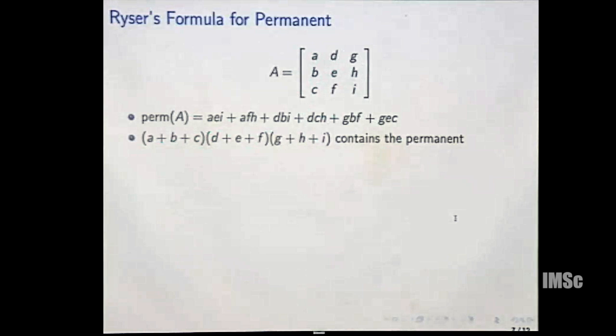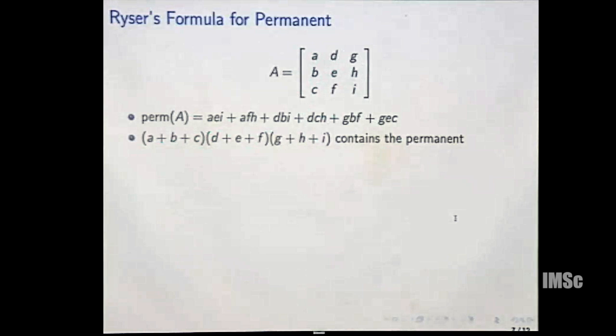For example, what if I sum the rows and take the product? I mean, sum the columns and take the product. So it's A plus B plus C times D plus E plus F times G plus H plus I. So this contains the permanent. All the terms in the permanent are actually in this product.